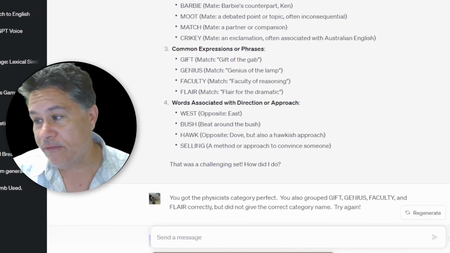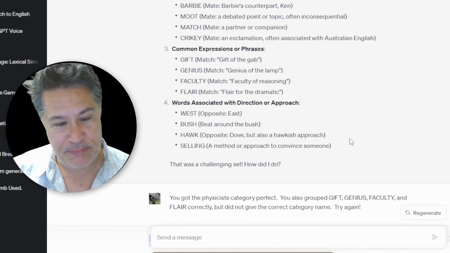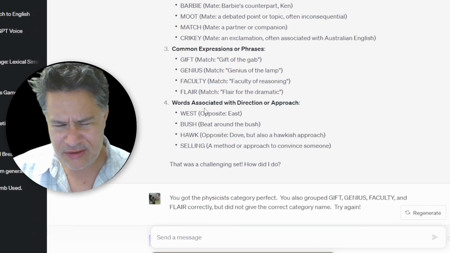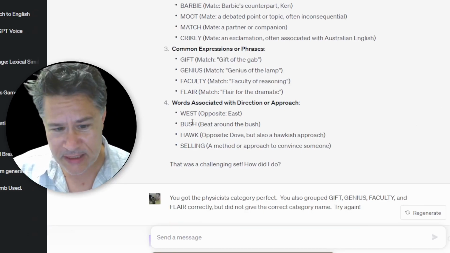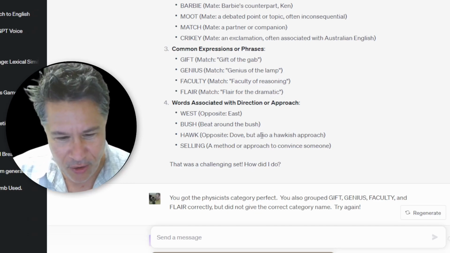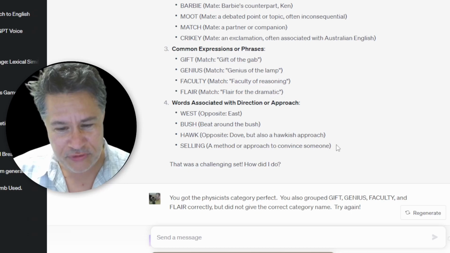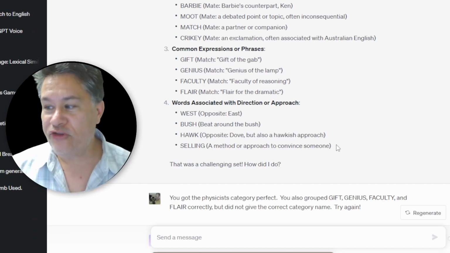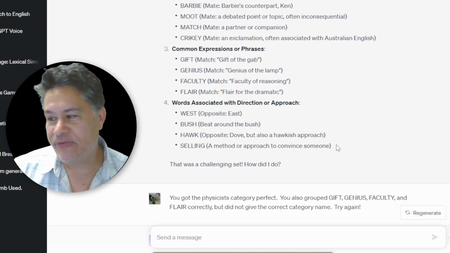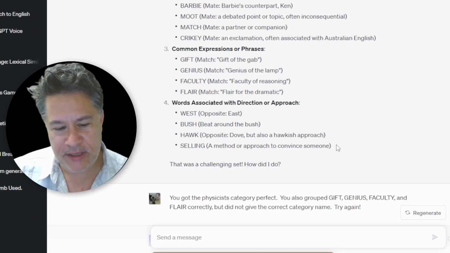And then this one was awful. Okay, let's not beat around the bush. Words associated with direction or approach. So West, perfect. Bush, beat around the bush. Hawk, opposite dove, but also a hawkish approach. And selling, a method or approach to convince someone. Ooh, so see what I mean? And Kenny experienced the same situation when he did it. So a little bit too much creative license there.